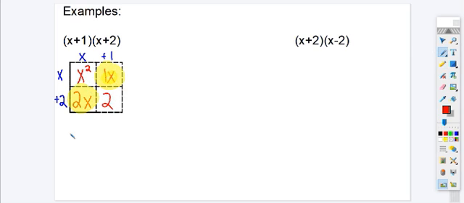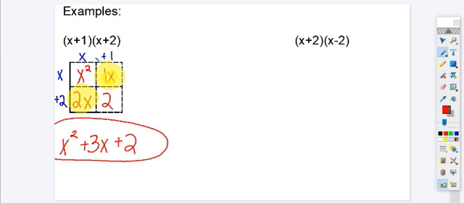So when I go to write my answer out, I'm going to start with the largest exponent, and write that term down first. So I write down the x squared. Then I'm going to combine these two. 2x plus 1x makes positive 3x. And then I have a positive 2. This is the multiplied form of that. We use the box to get there.